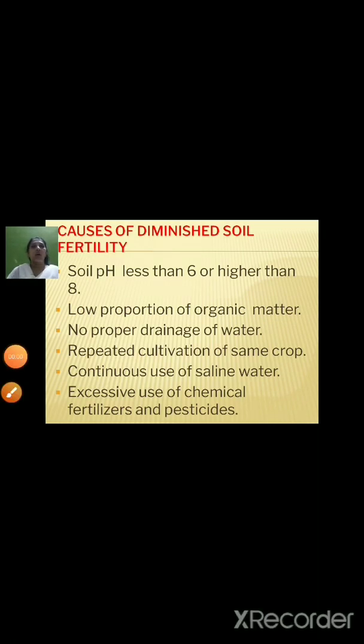So what are the causes of diminished soil fertility? Diminished means decrease. How is the soil fertility decreased? If the soil pH is less than 6 or higher than 8, then you will have a decreased soil fertility. If there is low proportion of organic matter, if the organic matter is present in less quantity. No proper drainage of water.